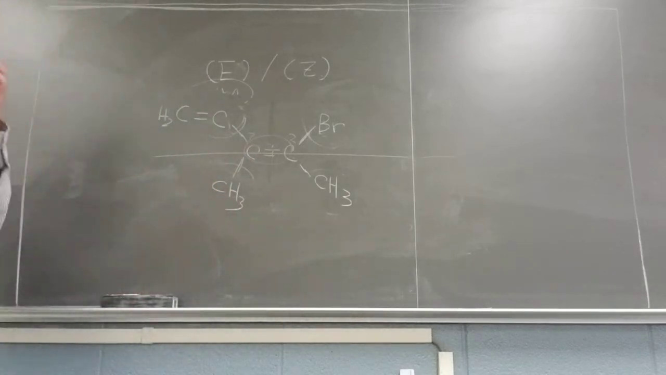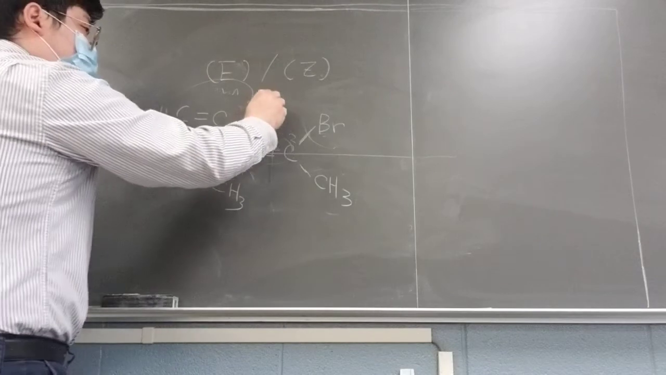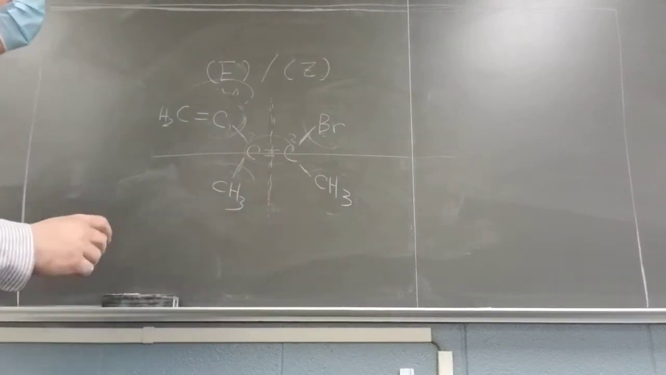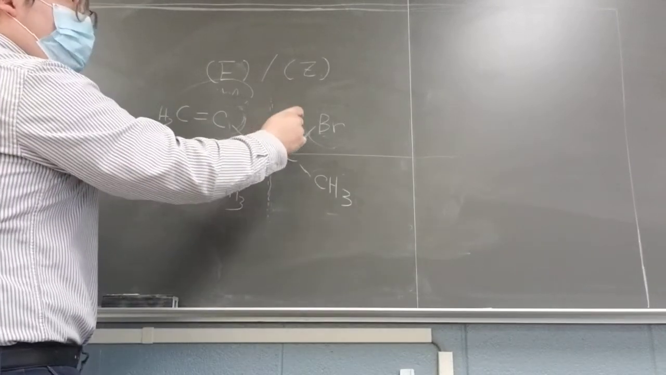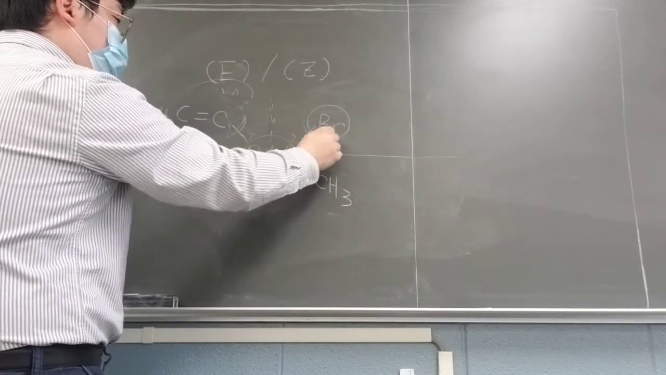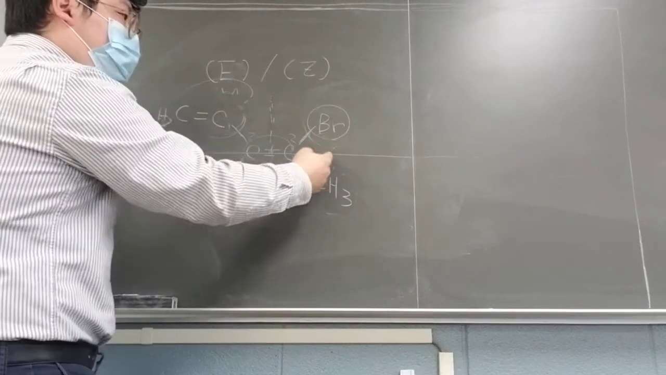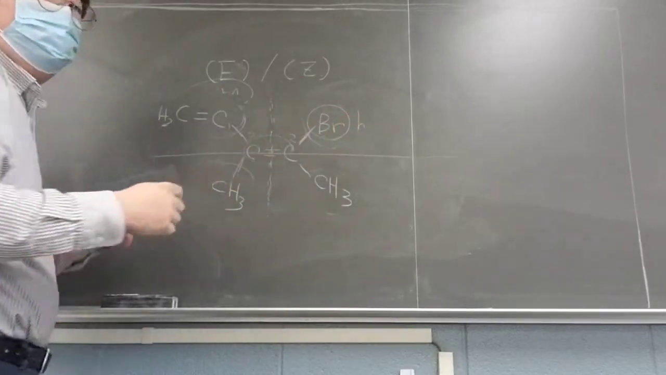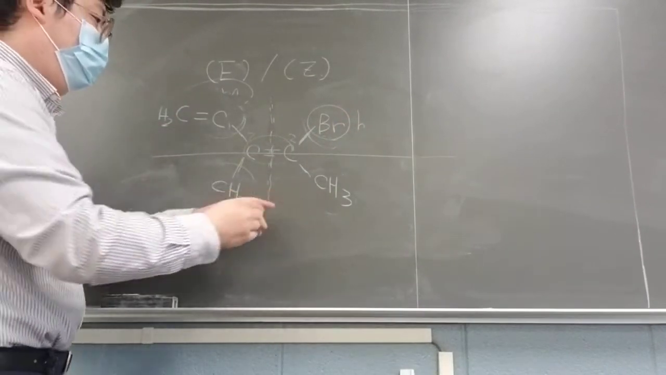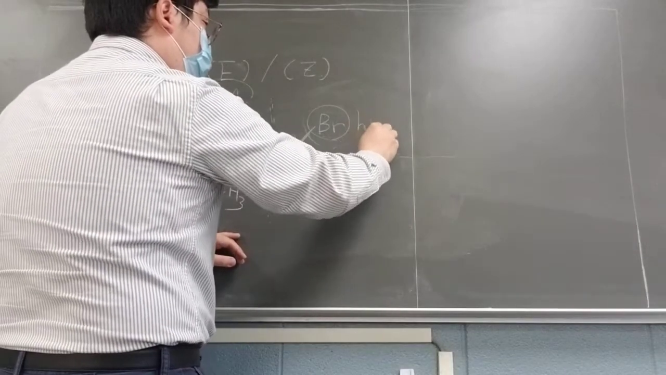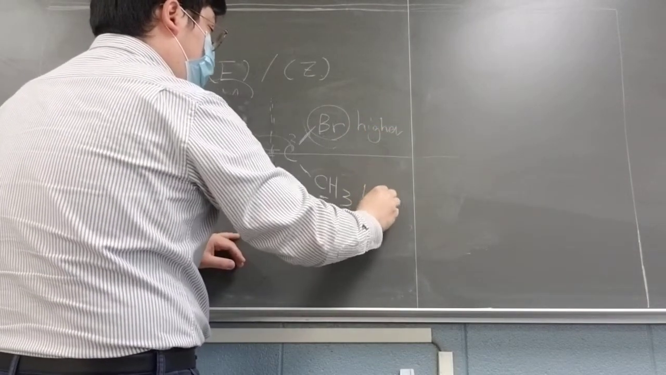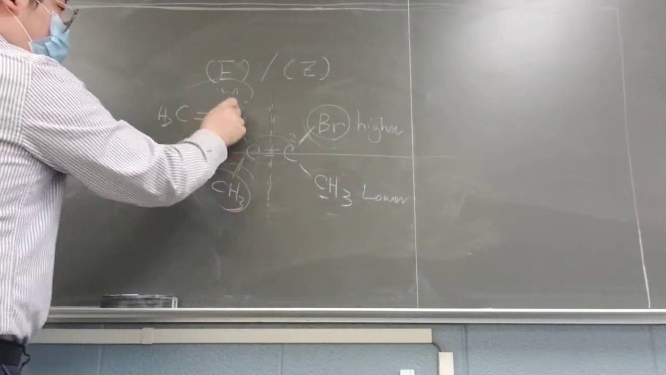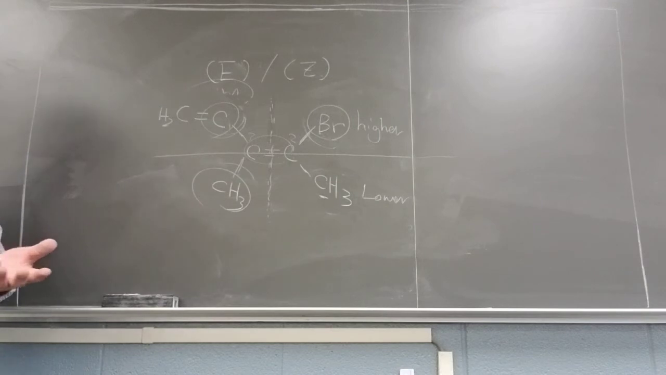Okay. So in this case, once again, I'm gonna do the same. So you have these two groups here and here, right? So obviously this will be higher, right? Higher, because bromine is higher in atomic number than carbon here. Okay. Higher, and this is lower. So this is done. Now we have this one and this one, which is the same carbon, right?